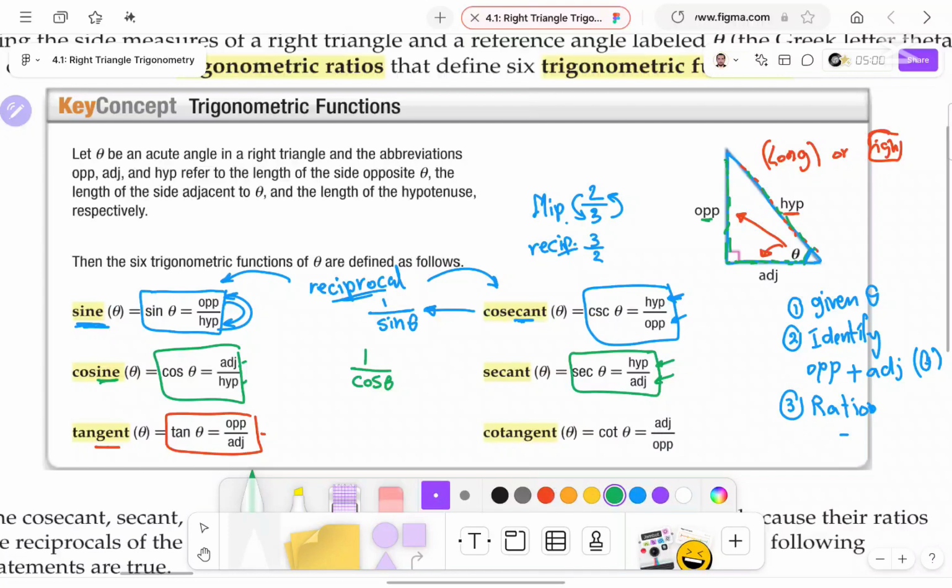Now the last rule, which is the tangent. The cotangent is 1 over tan theta. And we know that tan theta is opposite over adjacent. So if I take the reciprocal, it will be adjacent over the opposite.